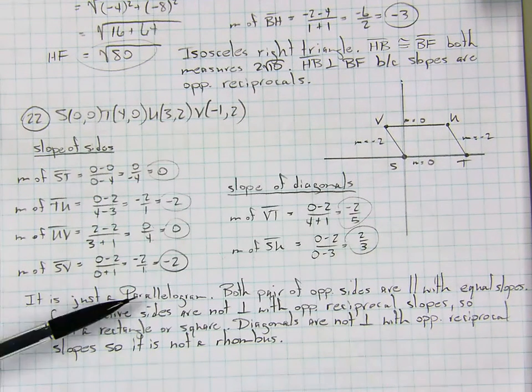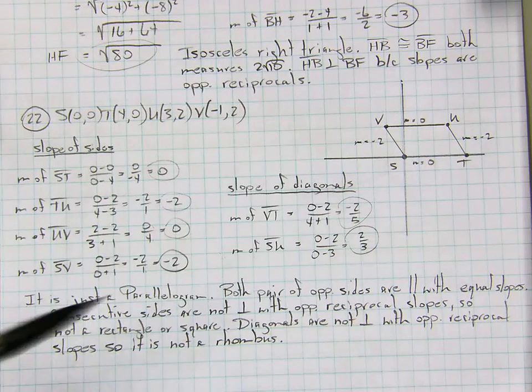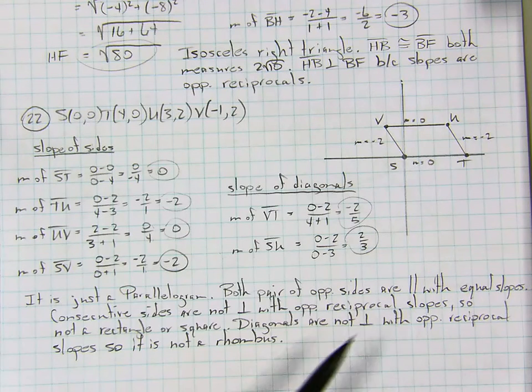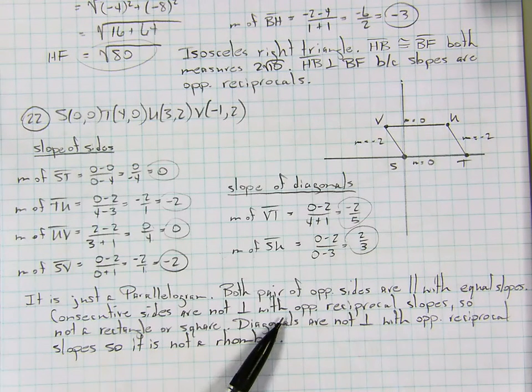So I usually write what it is. It's just a parallelogram, and then I tell why. Both pairs of opposite sides are parallel with equal slopes. Consecutive sides are not perpendicular with opposite reciprocal slopes, so it's not a rectangle or a square. And then the diagonals are not perpendicular with opposite reciprocal slopes, so it's not a rhombus. So it's just a parallelogram, according to my evidence, what I did. And this is undisputable evidence of what it is. And that's what you have to be able to give me. And then at the end, you summarize.